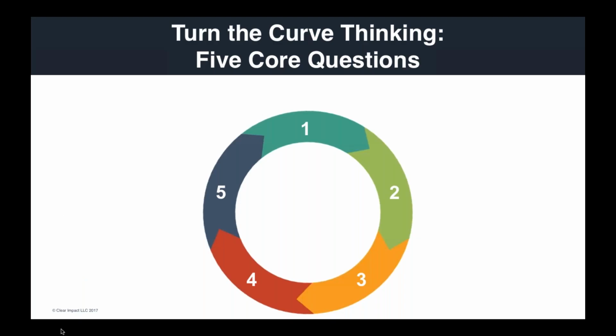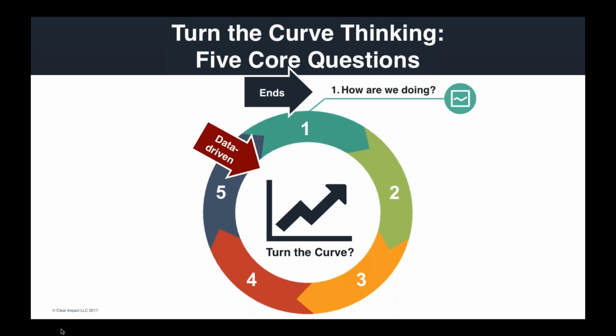Now let's go to turn the curve thinking itself as a formal process. Five core questions. In the book, Trying Hard is Not Good Enough, Mark Friedman actually offers two sets of 7 questions. Those are fine. This is just a distillation of those questions into what for us is a little simpler, a little easier to remember. So either works. But using these 5 core questions, let's walk through them. How are we doing? That's the ends. Data-driven, we're talking about data about how we're doing, just like the weight.